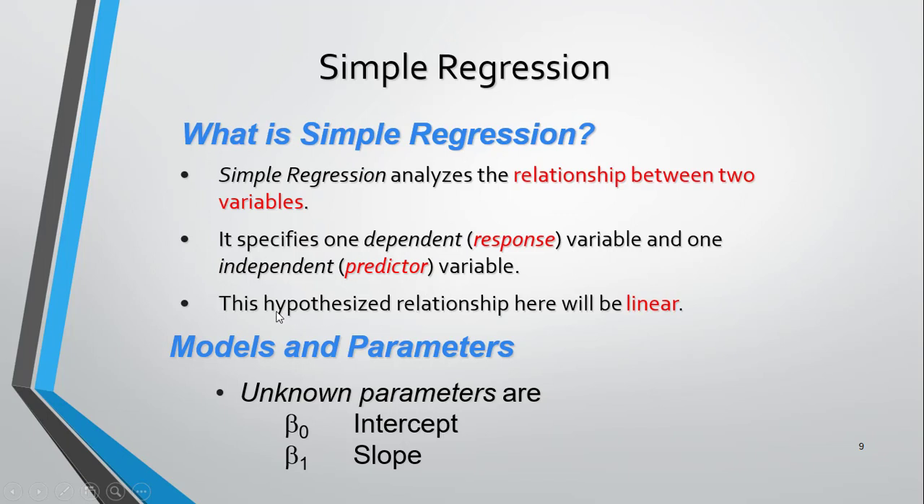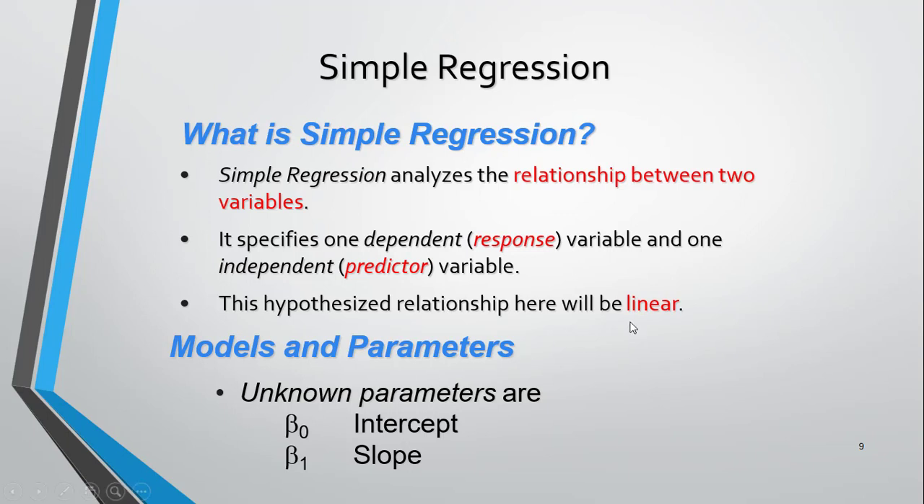Okay, the hypothesized relationship here will be linear. In other words, they form a straight line, or close to a line. And that, of course, is the most simple form of a relationship. We're not dealing with the more sophisticated, complicated forms of a relationship between two variables. But this is the foundation for that. You can learn that later on in other courses or on your own.